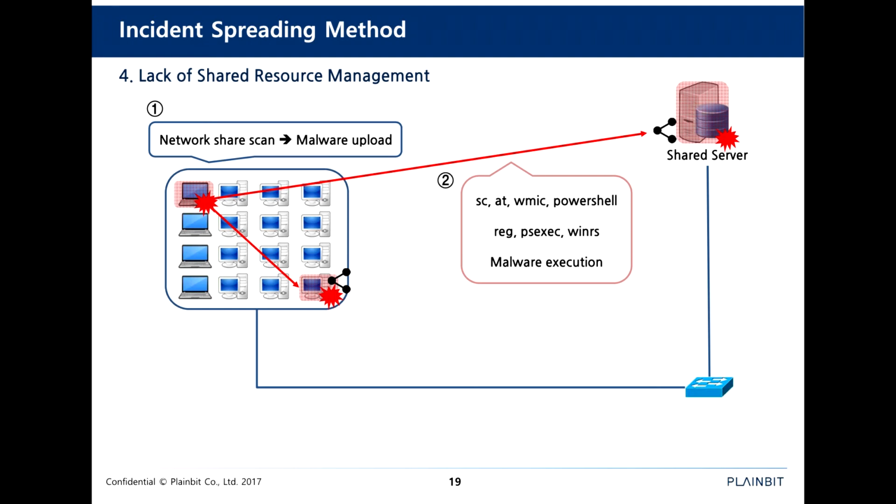Next, if shared resource management is insufficient, it may cause internal network spread. The attacker first checks the status of the shared resources of each system and uploads and executes the malicious code to the resources whose setting or update is insufficient.